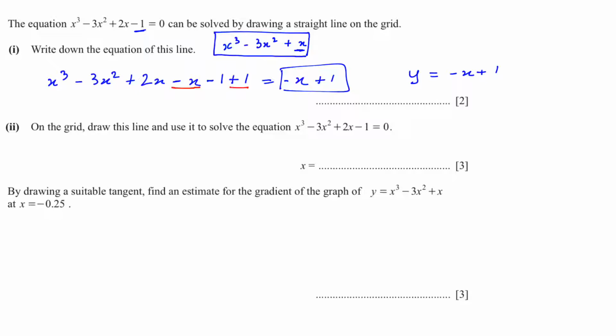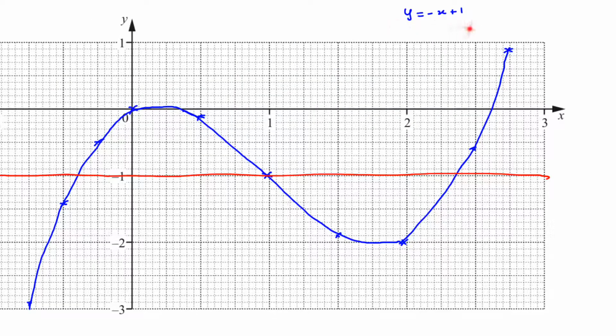Next part of the question, draw this line and use it to solve the equation. So we have to draw this line and the other graph which we have already drawn; where they intersect, that is the value that we need to find here. We have to draw this line y = -x + 1. To do so, we will replace x with 0. When x is 0, what is y? 1. So (0, 1) is your 1 point.